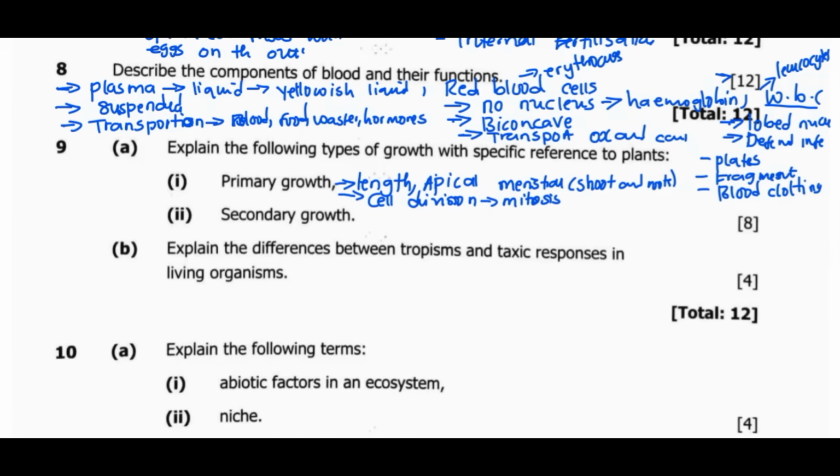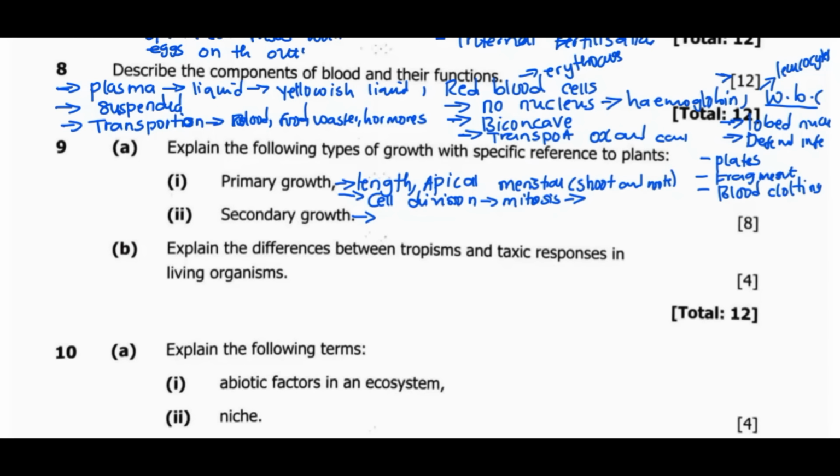After this cell division, we may have cell elongation, where the cells grow bigger in size. Then after cell elongation, we may have cell differentiation, in which the cell becomes specified for specific actions. So remember, primary growth is the growth responsible for length, and it occurs in apical meristems. Here we have the shoot system and the root system. The process responsible is cell division, which is mitosis, and the increase in the number of cells.